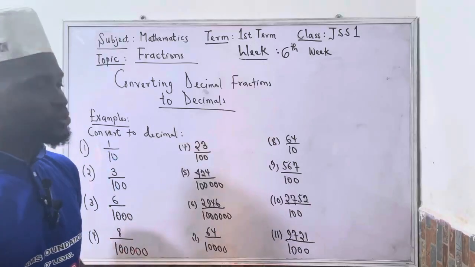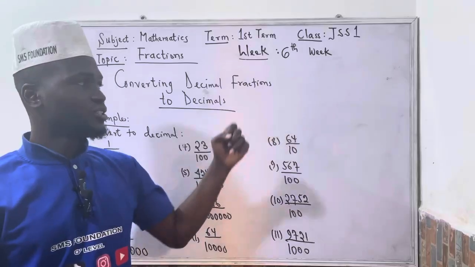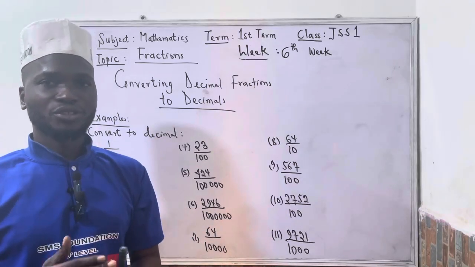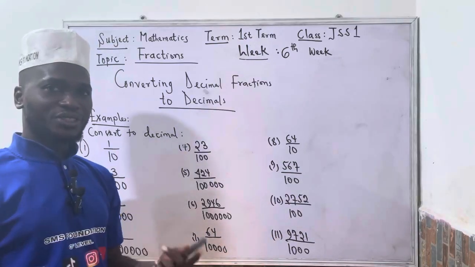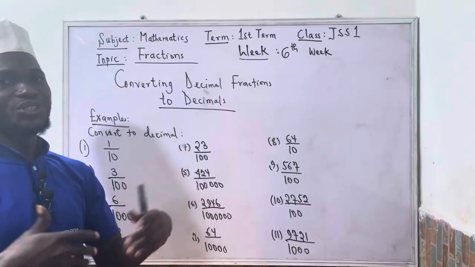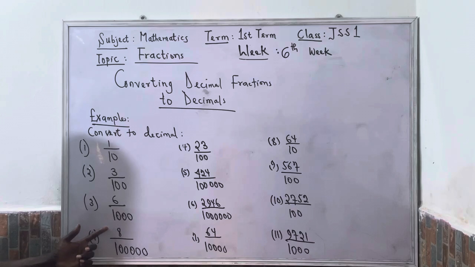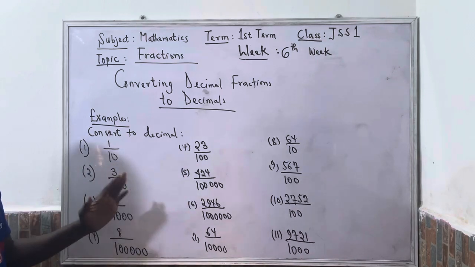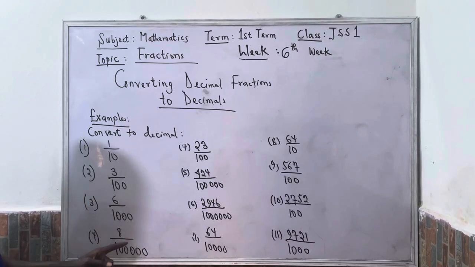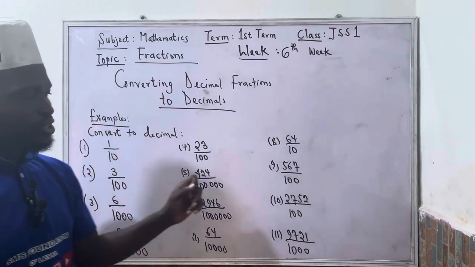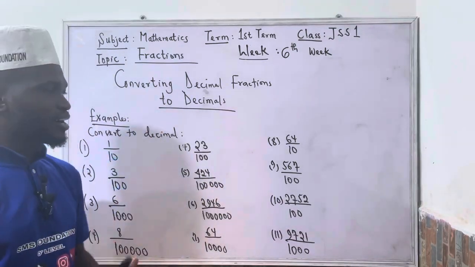In one of my past videos, I explained what they call decimal fractions. Decimal fractions are those fractions that have a denominator of 10, 100, 1000, 10,000, 100,000, just powers of 10 like that. If you look at the denominators of these fractions, you will see that they have that property. This is 10, this is 100, this is 1000, this is 100,000. In short, they are called powers of 10, so this type of fraction is called a decimal fraction.